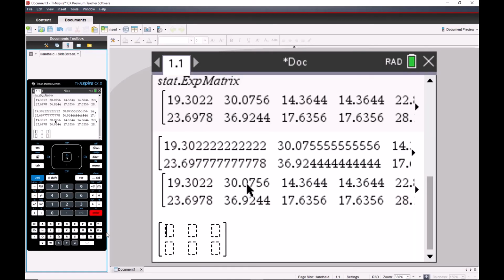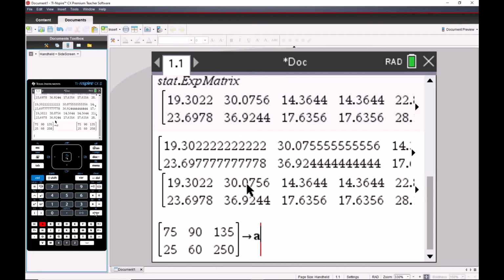And let's go ahead and put in these numbers just like we did before. And don't forget to tab. So 75, 90, and 135. And I'm going to go down and over, and then 25, 60, and 250. All right, remember, click outside, control var. And I'm just going to say A again, it'll overwrite the previous one, hit enter.